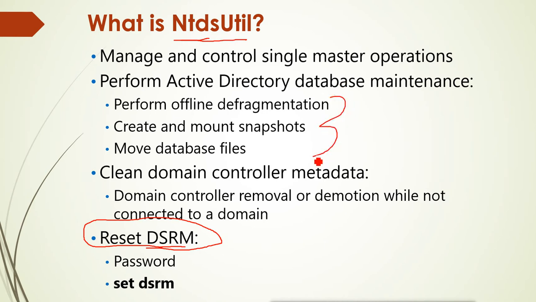And we can do other things, like the defragmentation, the cleanup of the database, the movement, and we can create the snapshot. Now, cleaning domain controller metadata. Why do we do the cleaning and what is the cleaning? Cleaning means, if suppose we have domain controllers installed or objects installed in Active Directory, let's say for example we have this domain controller and we have some additional domain controllers.